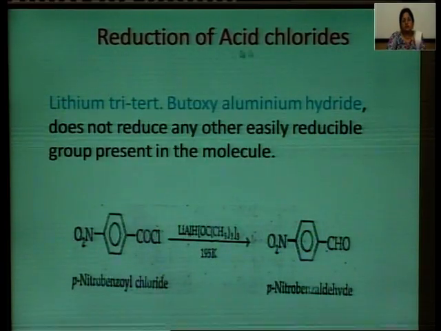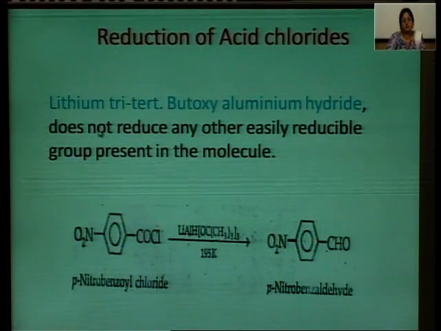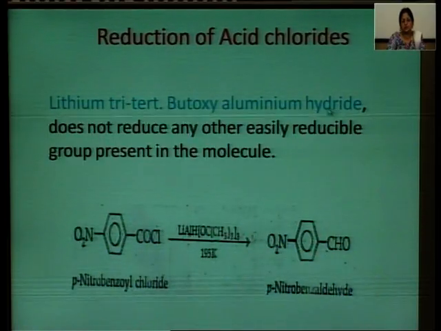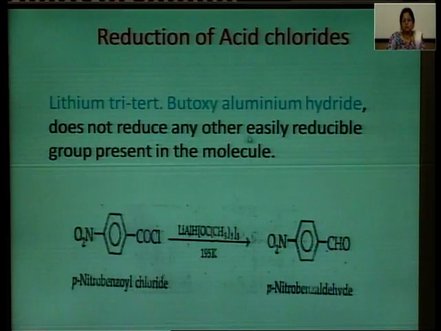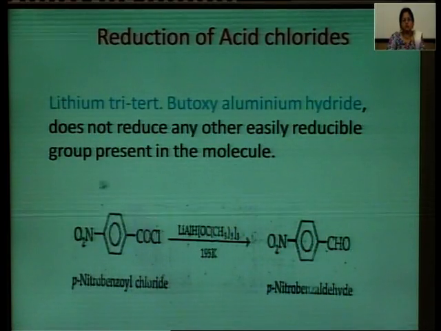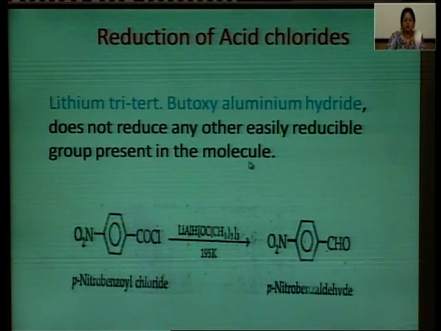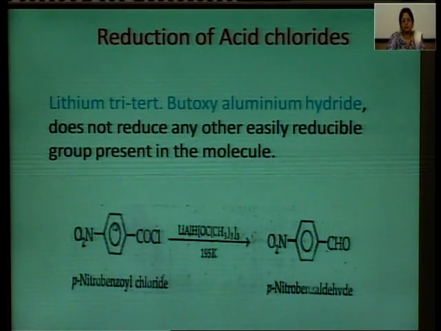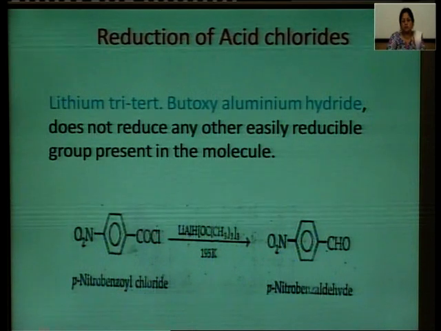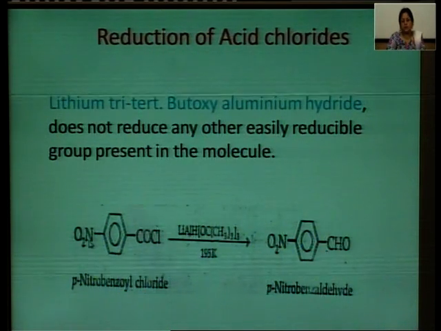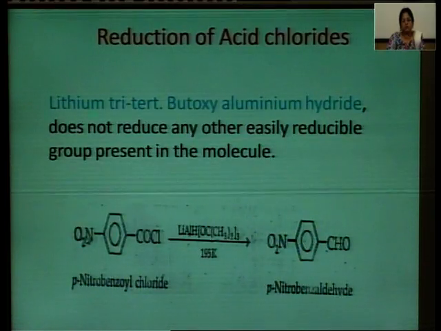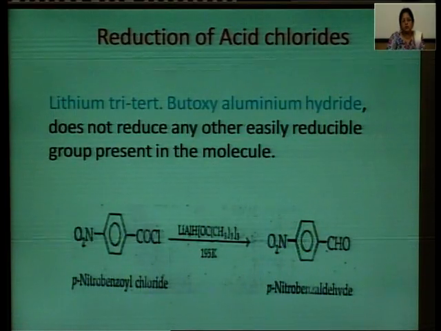Another method for the reduction of acid chloride is by the use of lithium tri-tertiary butoxy aluminium hydride. This reagent does not reduce any other easily reducible group present in the molecule. For example, consider the reduction of para-nitrobenzoyl chloride. This moiety is benzoyl chloride, having a nitro group at the para position. That is why the name para-nitrobenzoyl chloride.